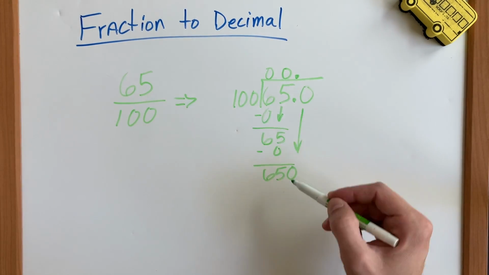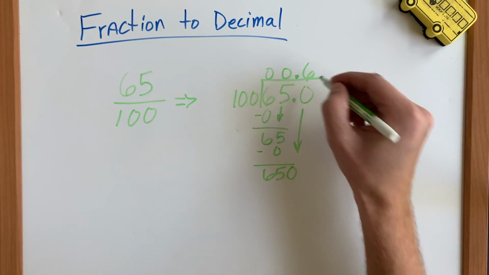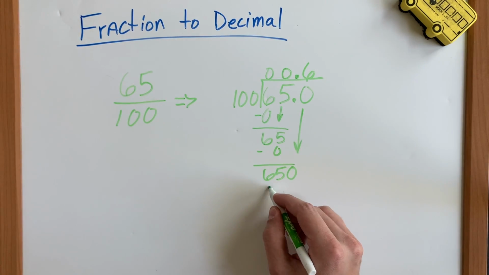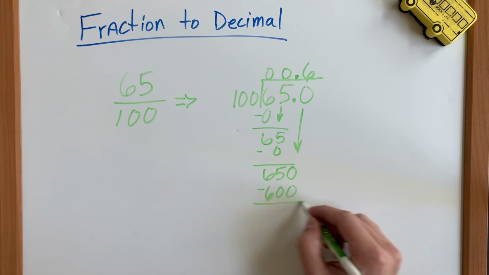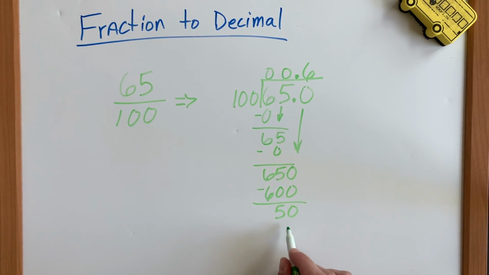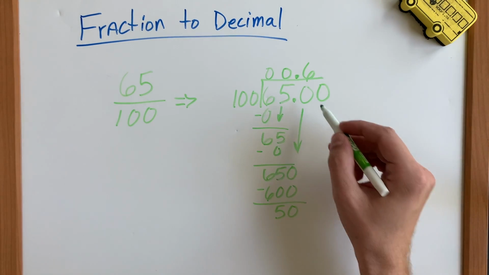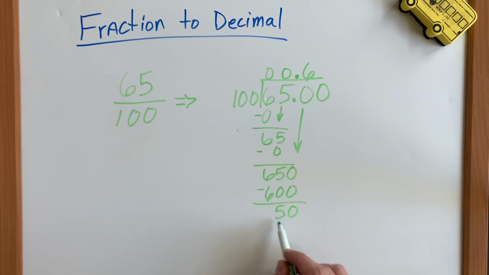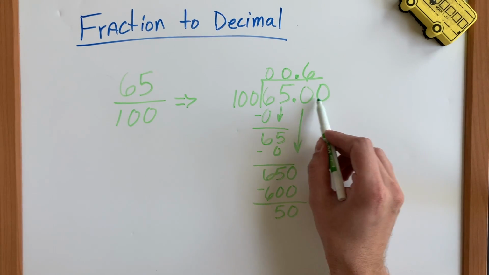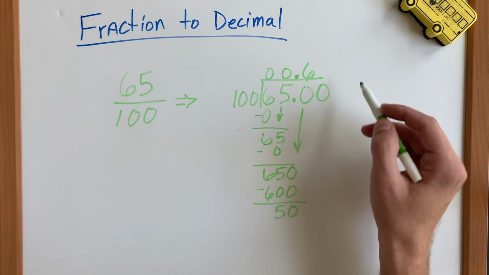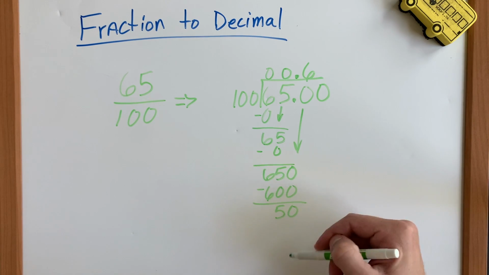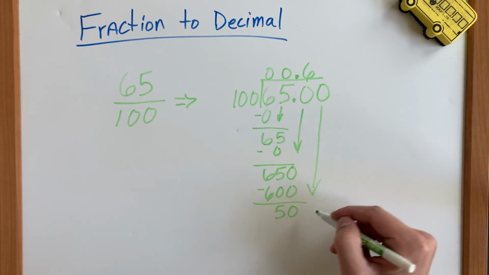650. 100 goes into 650 6 times. We multiply and we get 600. Subtract. We have 50 left over. And now I'm going to add another 0 because I've used this 0 and I still have a number left over. Remember that I said you can add as many zeros as you need until you finish the problem. Let's go ahead and bring that 0 down.